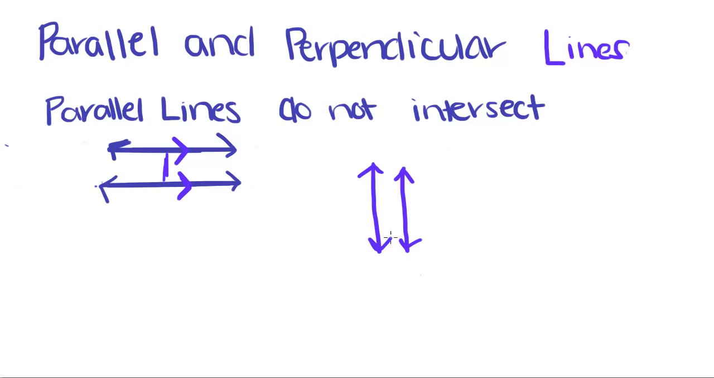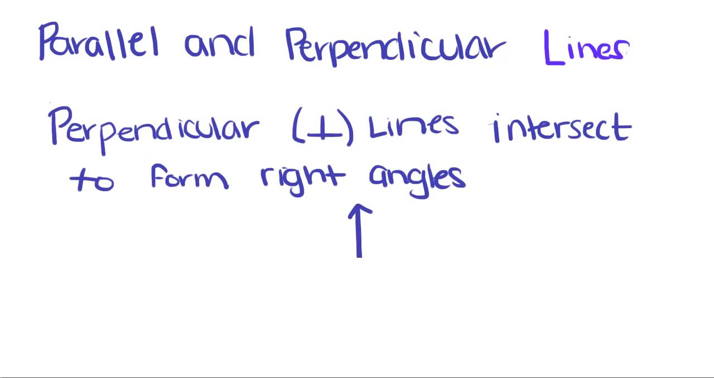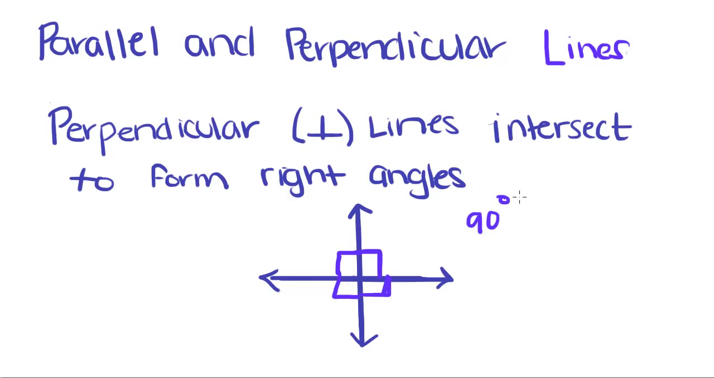and these two lines are parallel. Perpendicular lines intersect to form right angles, and we denote this by a little square, just like we denote any kind of right angle. So each one of these angles right here is a right angle. So they all measure 90 degrees.